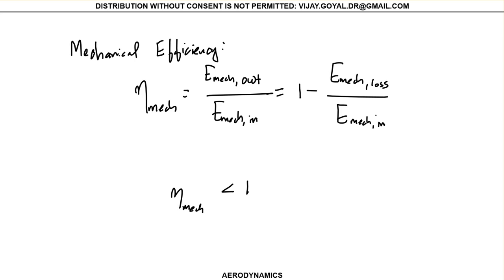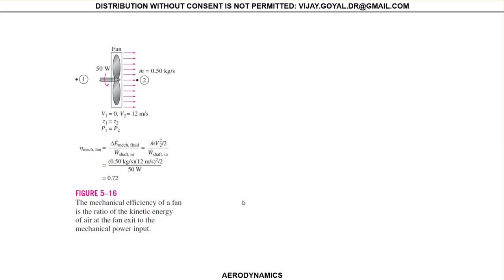So for an example, you also want to know how to calculate this for a fan, right? Because your turbine has fans, and you may want to know how to do that. If you wanted to know how to do that, you can show to yourself what's coming in and what's going out for 1 and 2. You can show that your delta E mechanical fluid will be m dot V squared over 2.